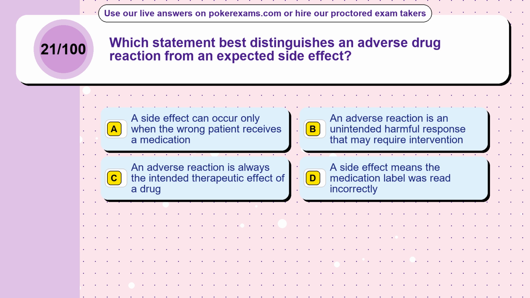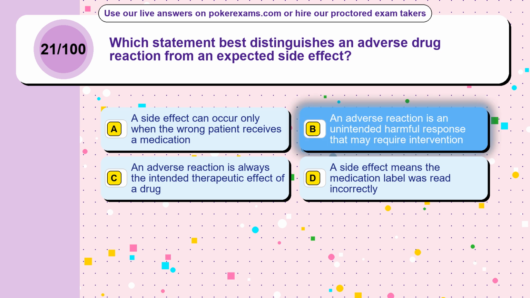A side effect can occur only when the wrong patient receives a medication. Option B. An adverse reaction is an unintended harmful response that may require intervention. Option C. An adverse reaction is always the intended therapeutic effect of a drug. Option D. A side effect means the medication label was read incorrectly. The correct answer is option B. An adverse reaction is an unintended harmful response that may require intervention.